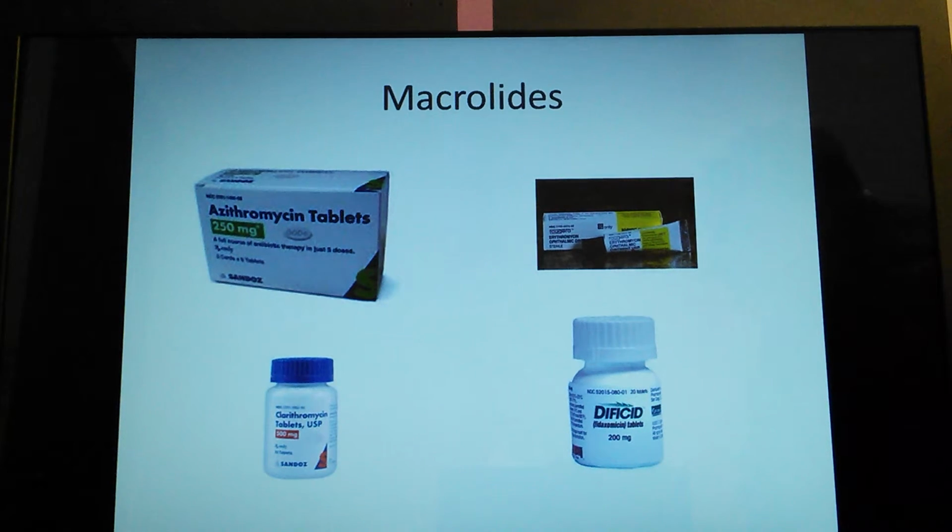For the macrolides, examples include azithromycin, clarithromycin, erythromycin, or fidaxomycin. The nursing interventions for macrolides include obtain a sample from an affected area and send to the laboratory for culture and sensitivity testing before starting the antibiotic.